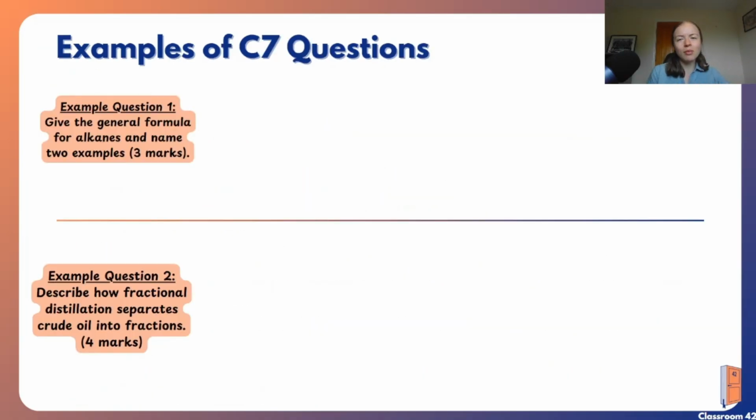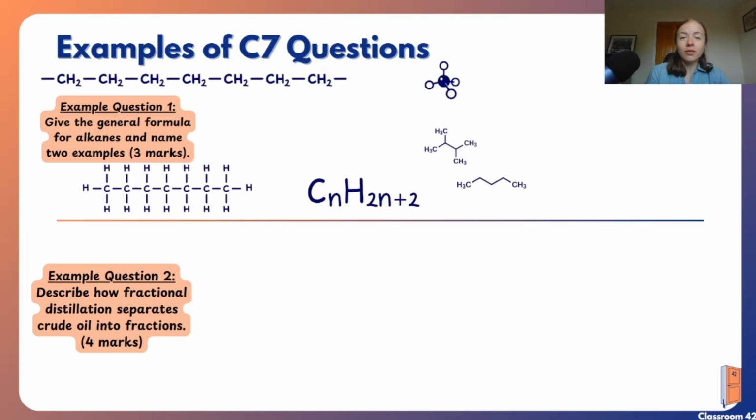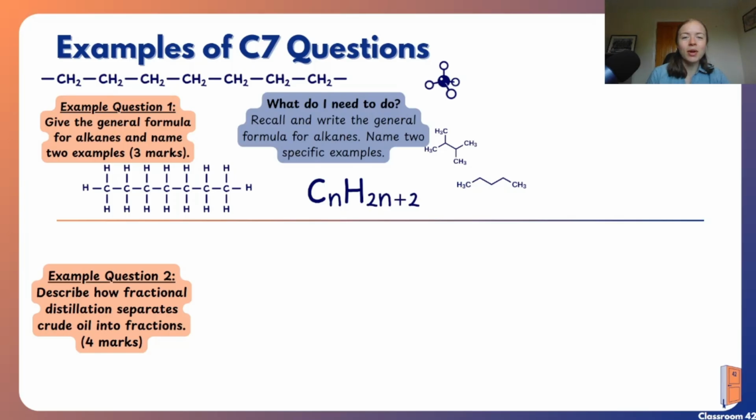So let's go through some example questions. So question 1 is a fairly simple question. It's give the general formula for alkanes and name 2 examples. So I've given you a range of different alkanes there. So here we just, as it says on the tin, you need to recall and write that general formula for alkanes and name 2 specific examples.